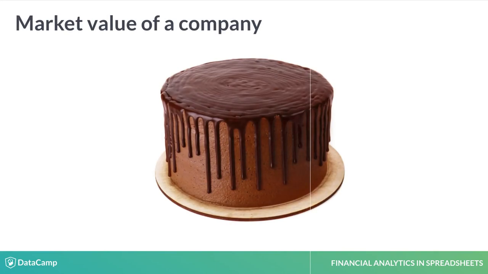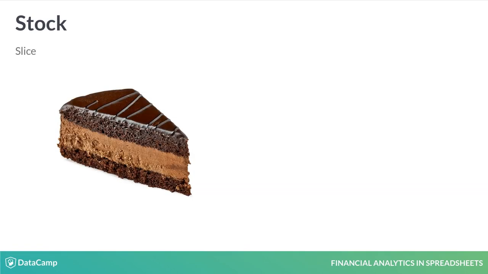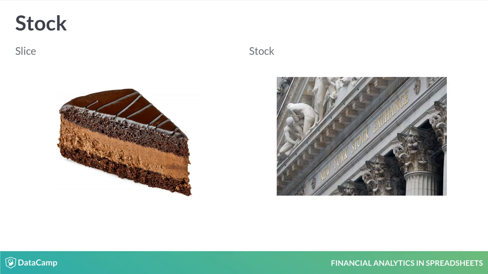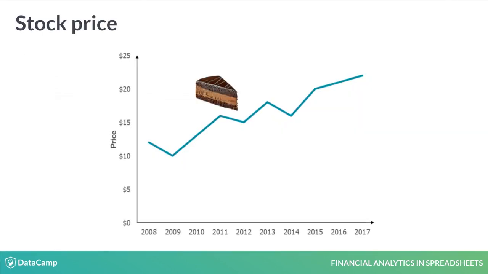Banks, asset managers, and individuals can invest money in publicly traded firms by buying stocks. You can think of the market value of a company as a cake. This cake is divided equally into slices, and each slice is a stock traded on the exchange. The market price of a stock is not constant. It fluctuates over time depending on the law of supply and demand.